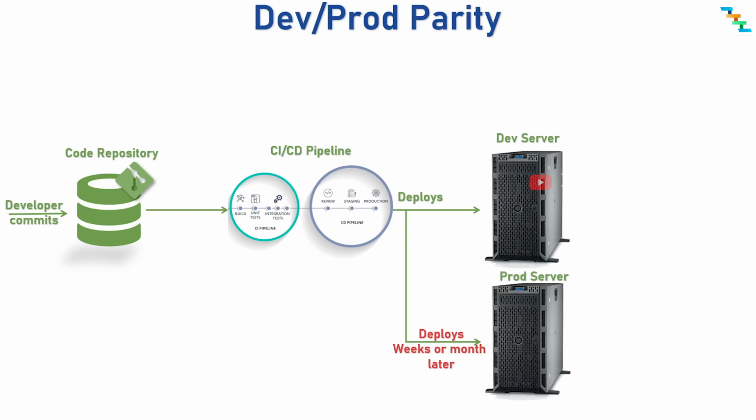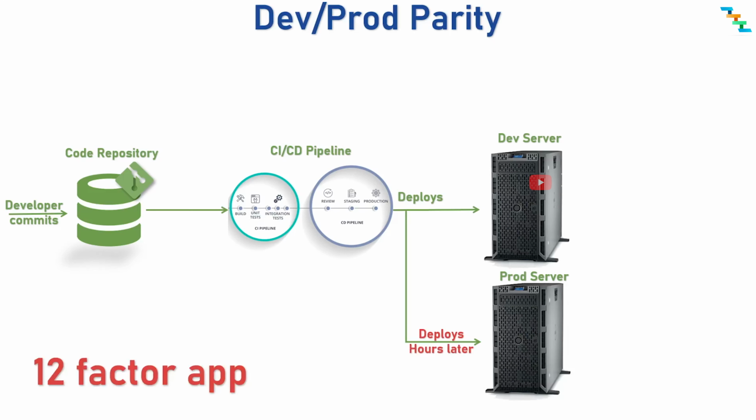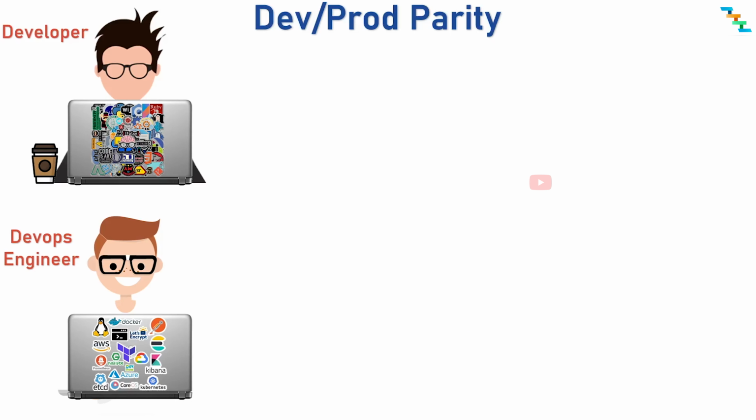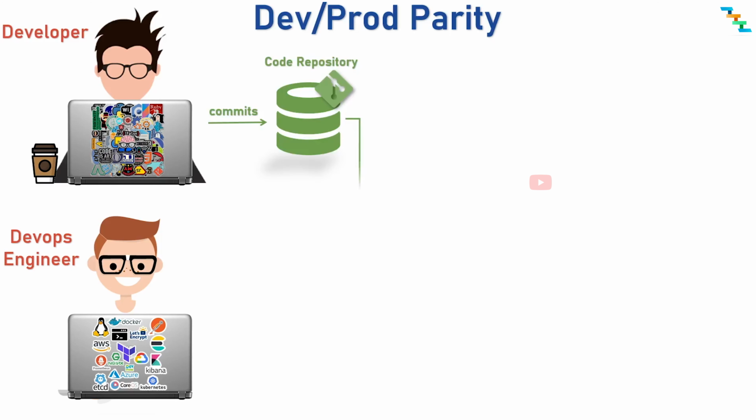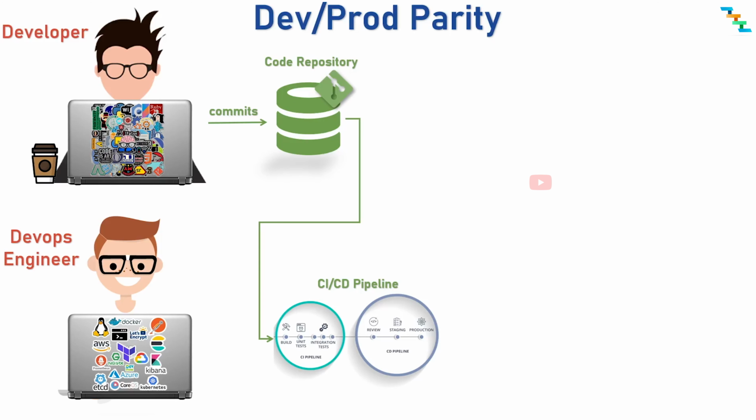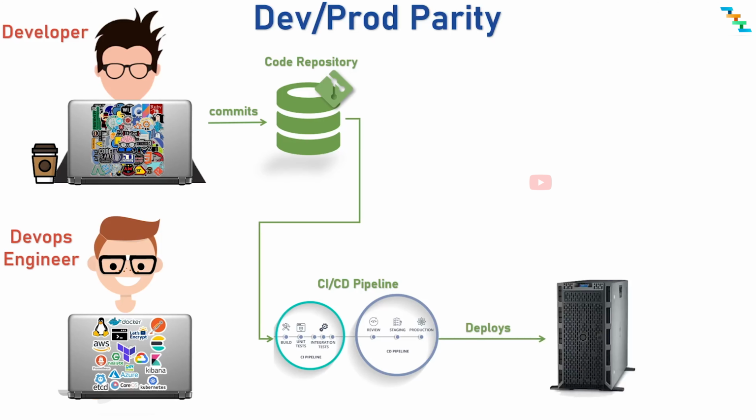A 12-factor application emphasizes having a small time gap between development and production deployment, like hours or days, thus keeping the development and production branches of code as similar as possible. Next is development and deployment personnel. In a traditional application, the application will be developed by a developer, and a DevOps person is responsible for deploying and taking this code change to production.